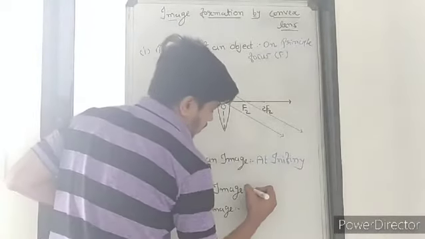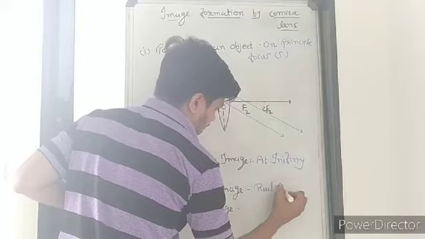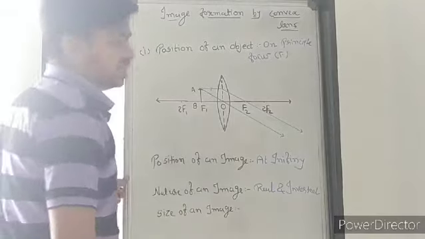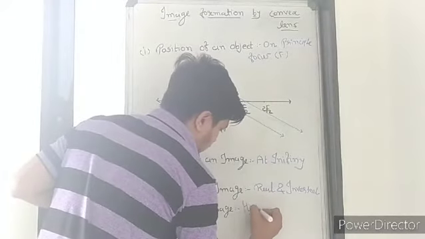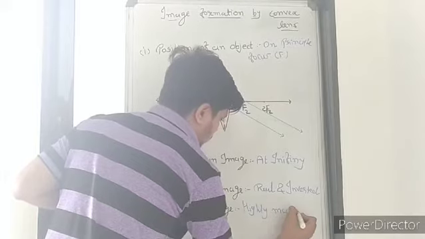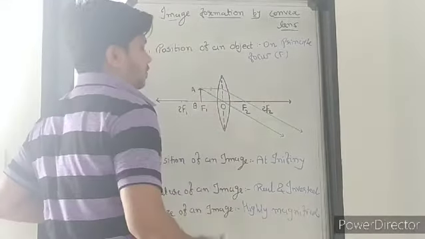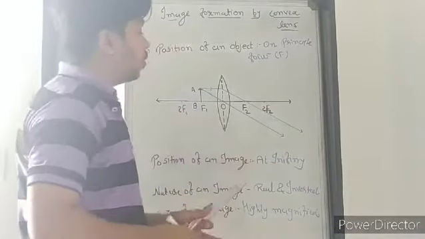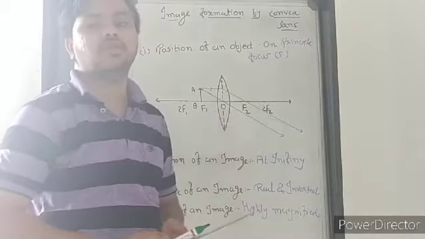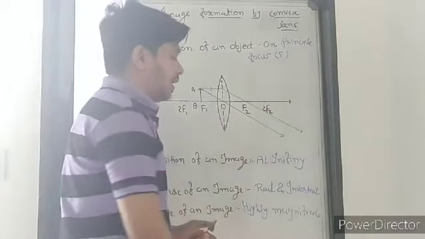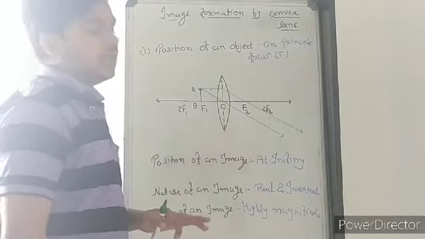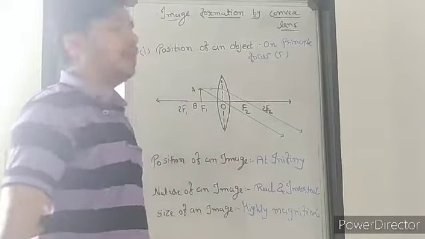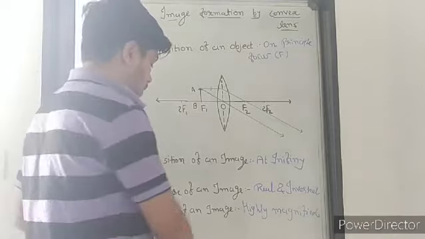What is the nature? Nature is real and inverted. And the size of the image is highly magnified. Right? Highly magnified. If they meet here, the size is like that. If they go farther, then the size becomes more. So you can say that it is highly magnified, right? So here, if the object is on the principal focus, you get an image at infinity, real and inverted, and highly magnified. Okay.